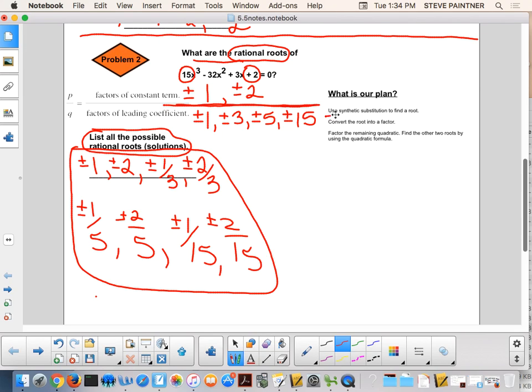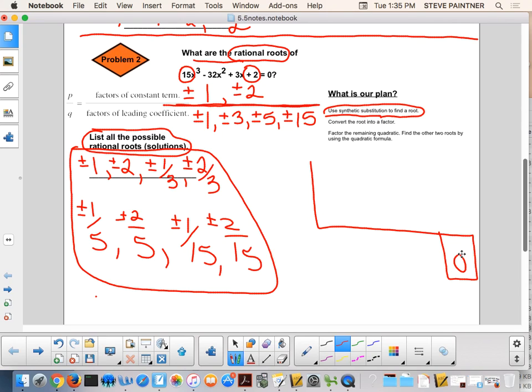Well, the first thing to do is use synthetic substitution, which you did yesterday, to find a solution. It says root, but that's a solution. Now remember, solutions are called zeros, and they're called zeros because when you put the number in, you get 0. So synthetic substitution says this. We know we want 0 because then I've got a number that equals 0. Now, look at your choices. You've got 16 of these.